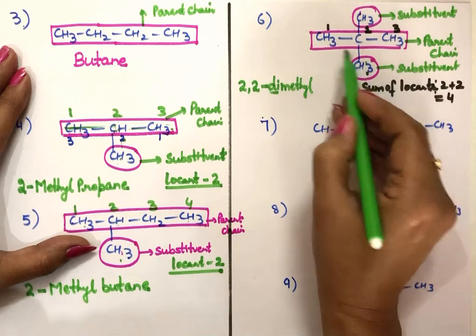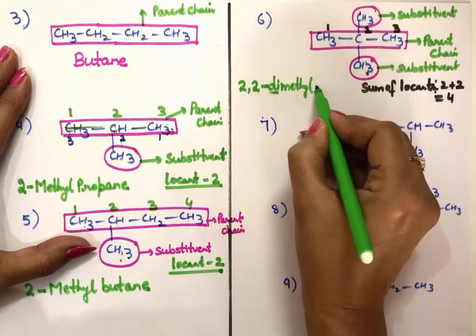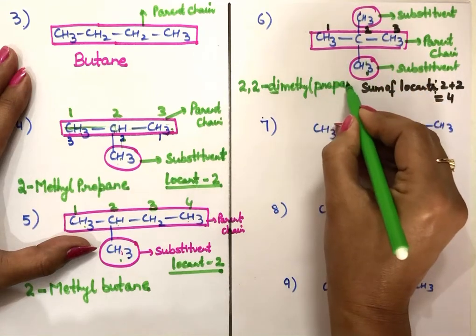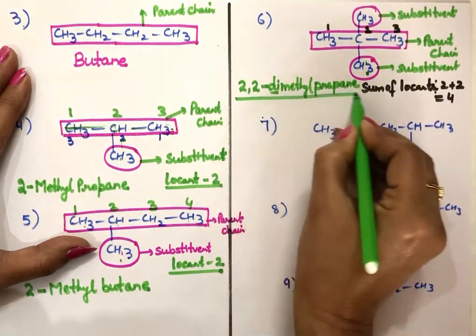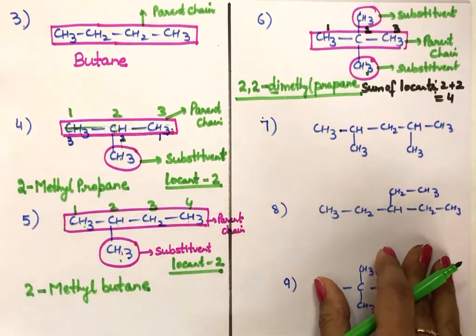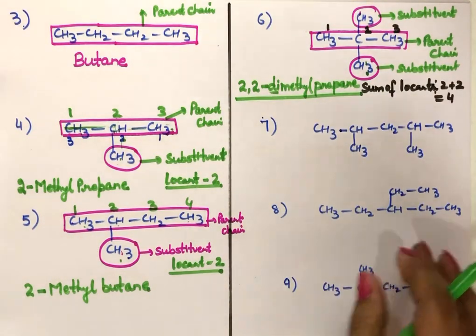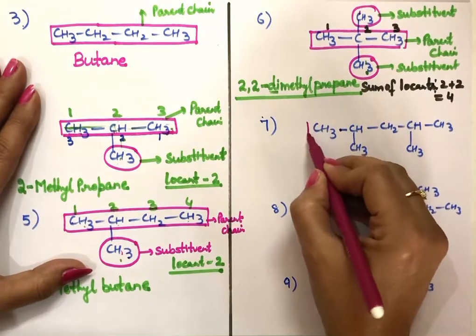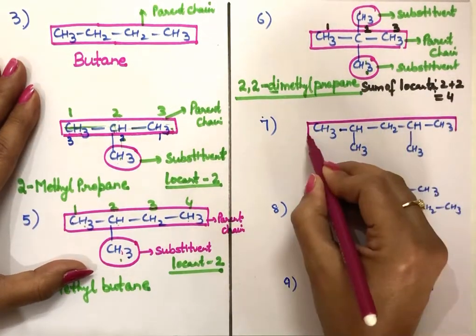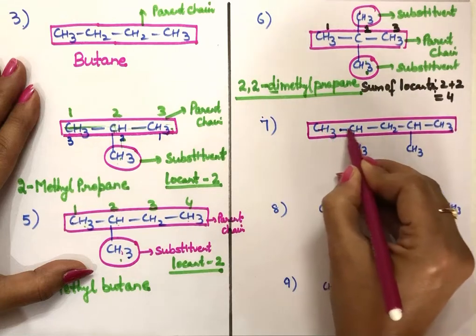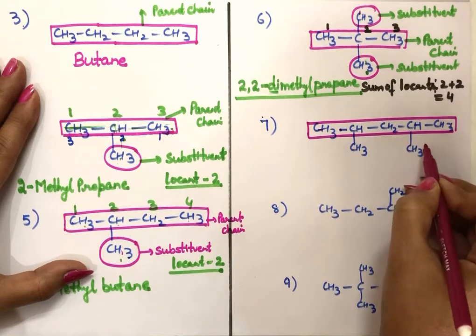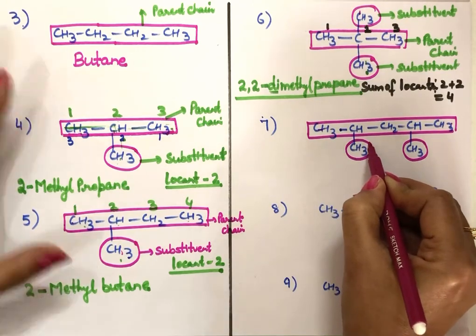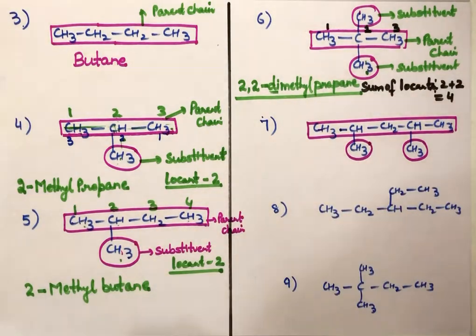Substituent name is over. Now come to the chain. 3 carbon atoms, prop. Carbon atoms linked by single bond, so ane. This is the name of this compound, 2 comma 2 dimethyl propane. Now next question. In this compound, this straight chain is the parent chain. This is the longest continuous carbon chain. These two groups are not included in the chain. That means these two are substituents.